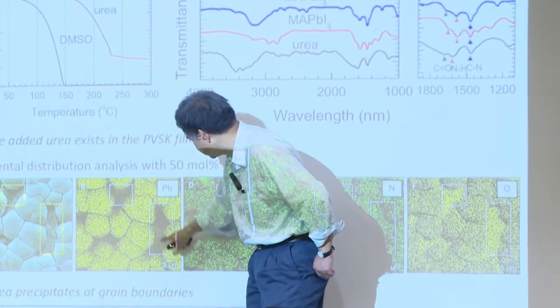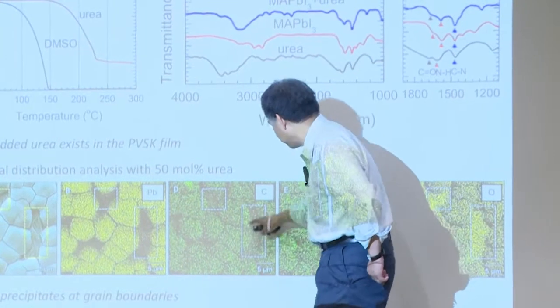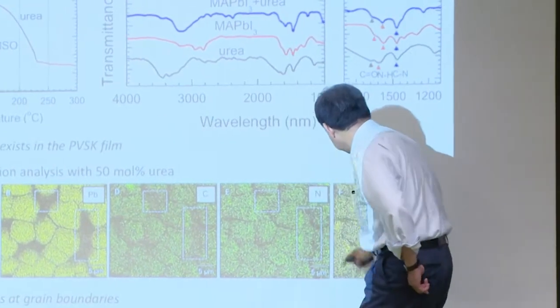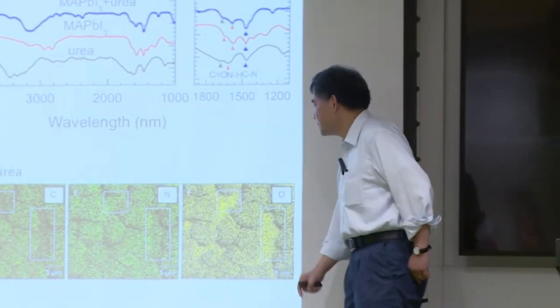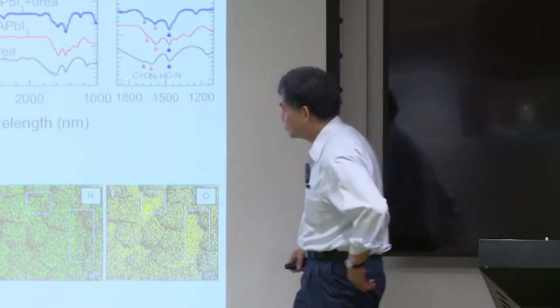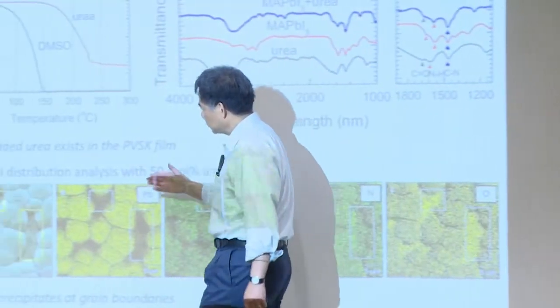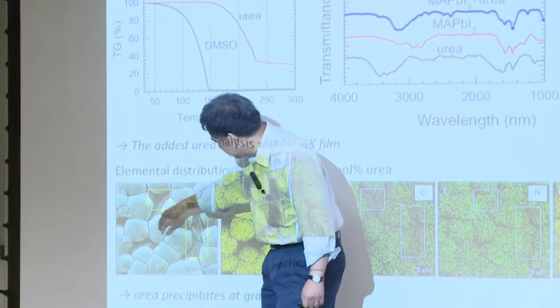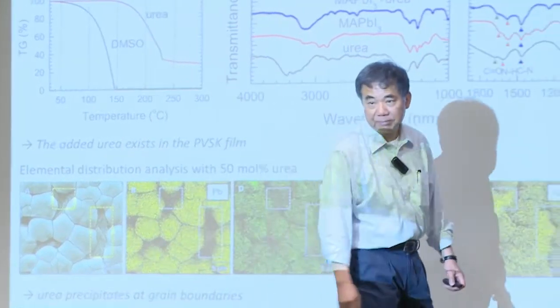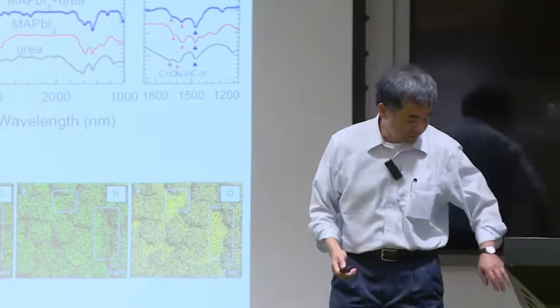You don't see perovskite here, but you see carbon, that's urea, nitrogen, and the oxygen. So that's where we believe the urea was pushed away by the crystal and into the grain boundary, and passivated the grain boundary.